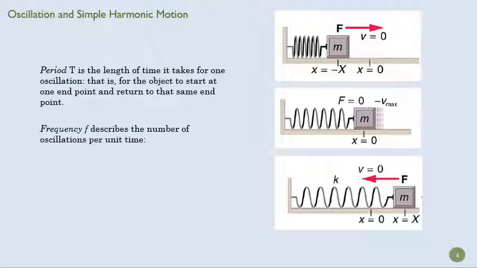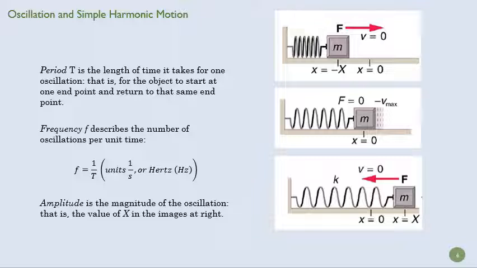Frequency, on the other hand, describes the number of oscillations you have in a unit of time. So here's our equation for frequency, and it's the inverse of period. So let's say I have a period T that is 1/10 of a second. It takes it 1/10 of a second to go from here over there to back here. My frequency then is 10, and the units there are hertz, so we call that 10 hertz. That means in 1 second it goes back and forth 10 times.